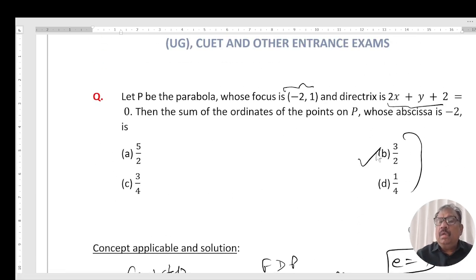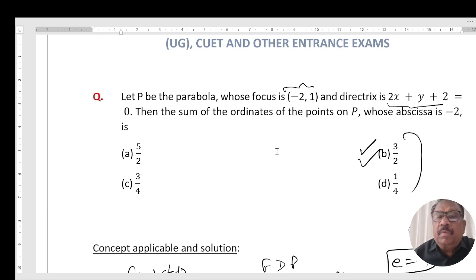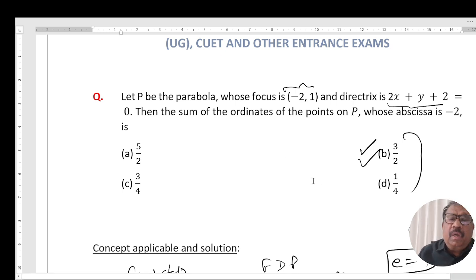B is the correct answer. Now again I am explaining the procedure. The question is very simple, only simple calculation is there. If the calculation is correct, you will get the correct answer. In this case, we have to apply the focus-directrix property. The equation of the parabola is known. We have to find the sum of ordinates because it will be a quadratic equation. We put x equal to -2 and simplified the quadratic equation. After simplifying, we found the sum of the roots. That is the final answer.